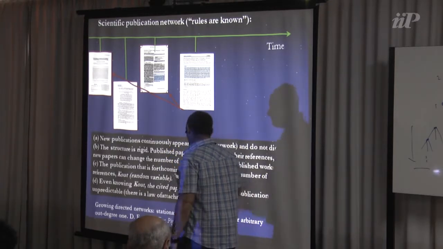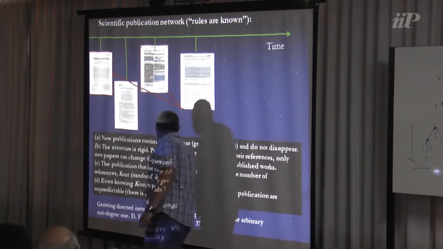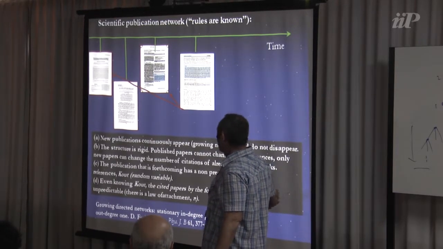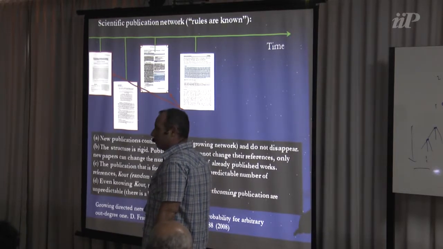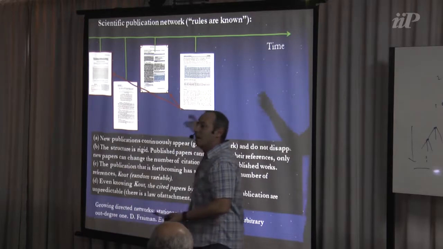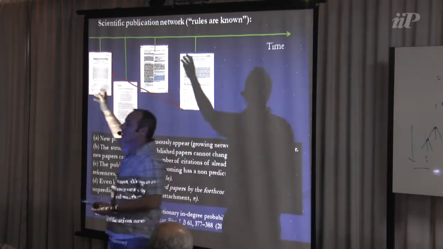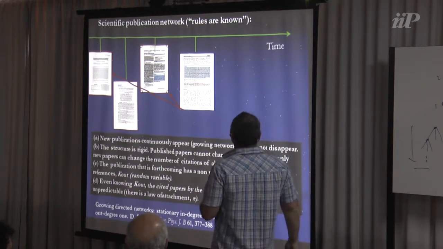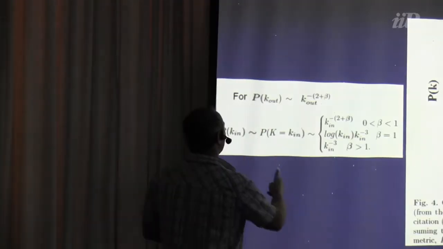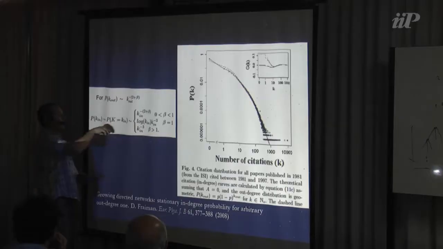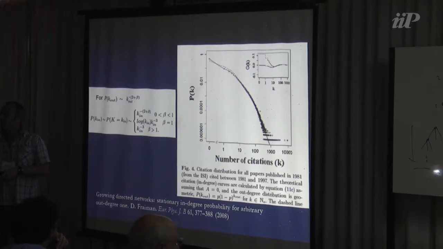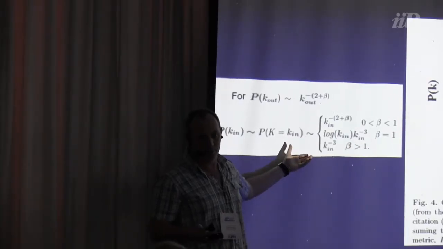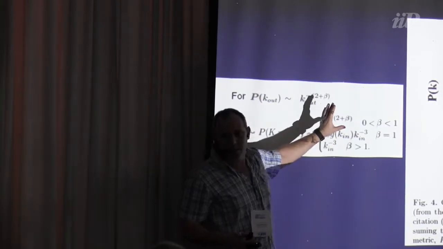And even knowing the number of references, the papers cited by the forthcoming publication are unpredictable. Okay. If I say, here's a new paper, it has 20 references, I have no idea which papers it will cite. So in this work, what is the impact of this distribution over the in distribution? The in distribution is the number of citations that each paper has. And we can characterize the tail of that distribution.